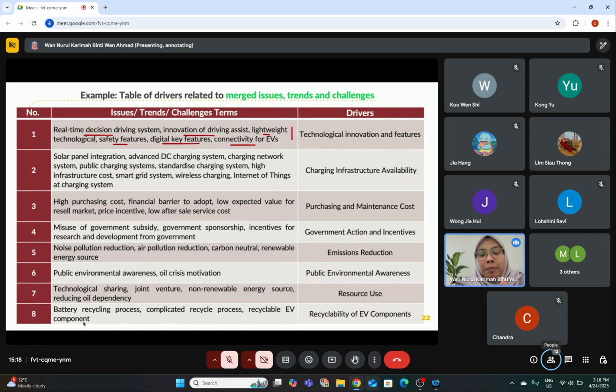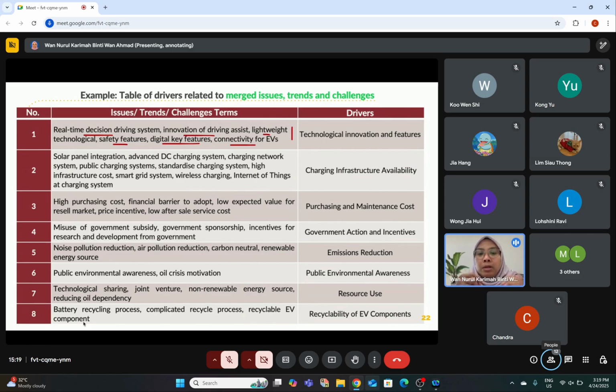Remember, one key term can be related to or can be viewed from different perspectives. Innovations of driving assist can be social. It can also be related to the technology used in the driving assist innovations. And what about environment? The connectivity for EV, because EV is the eco-friendly transportation. Betul, connectivity and maybe lightweight technology, because the lighter the technology is, the less energy is used, the less resistance when the car is traveling on the road, kan.